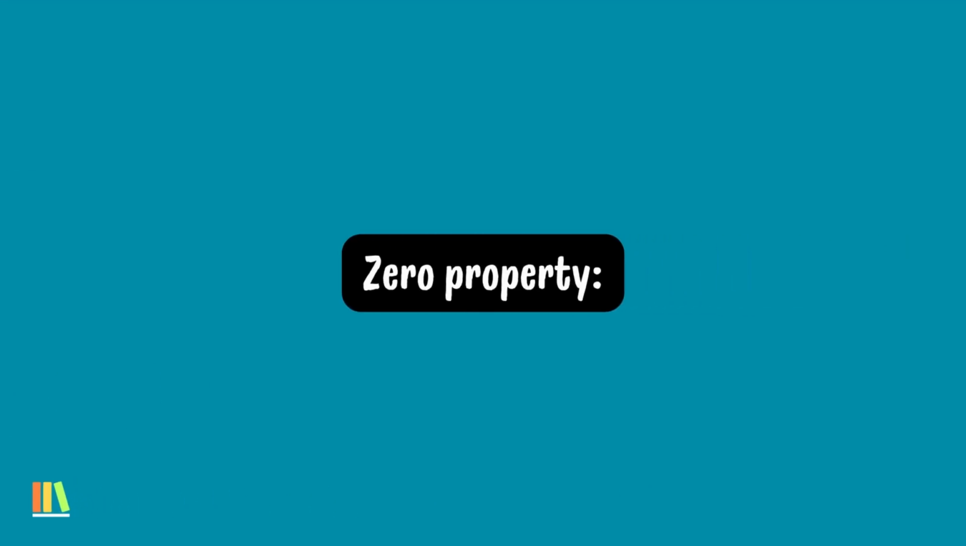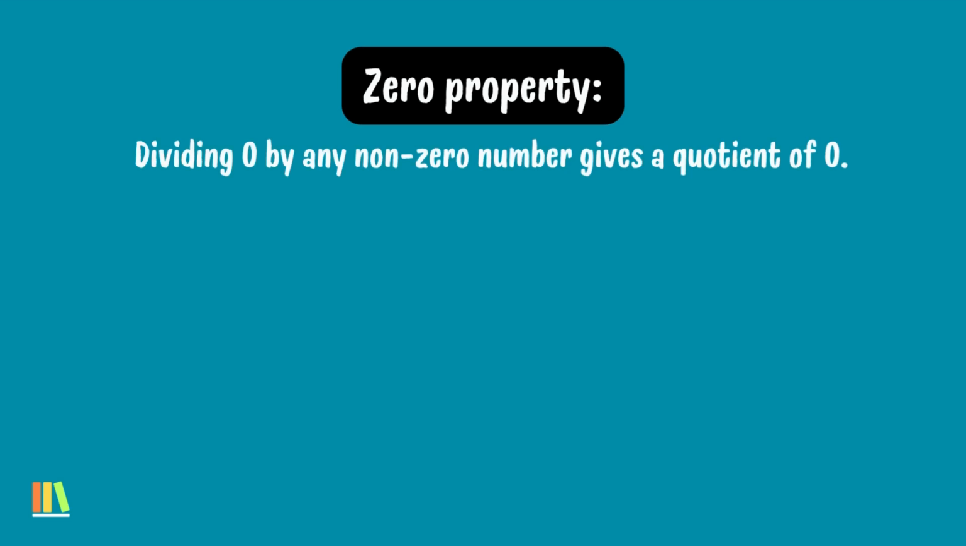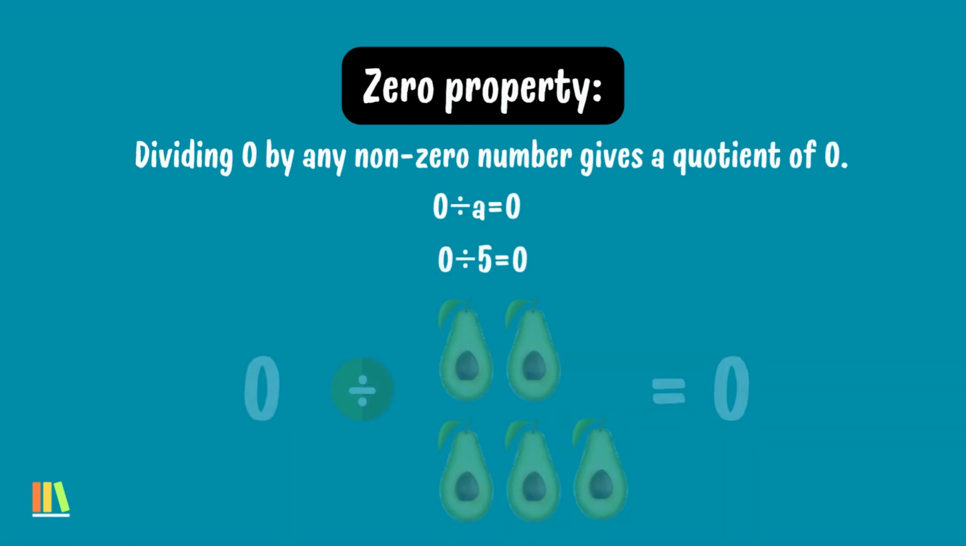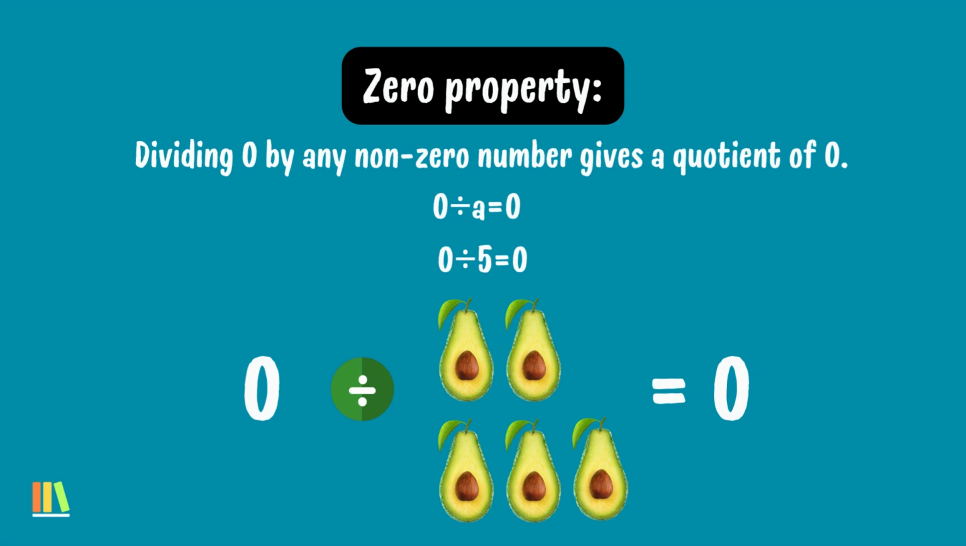Zero property. Dividing 0 by any non-zero number gives a quotient of 0. 0 divided by A totals 0. Example, I have 0 avocados and I divide them by 5. That totals 0.